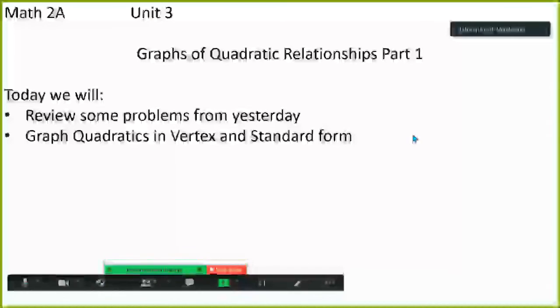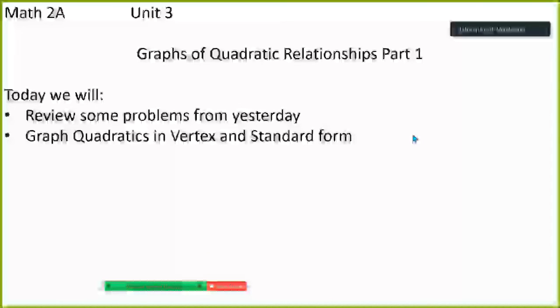I want to start with a review of yesterday's. So we started graphing. We started looking at the important parts of a parabola and a quadratic. But we haven't straight up graphed it from scratch yet. So that's what we're going to do today. And I want to do it in both forms so that we're ready and exposed to both ways of doing it, whether it's in vertex form or in standard form.